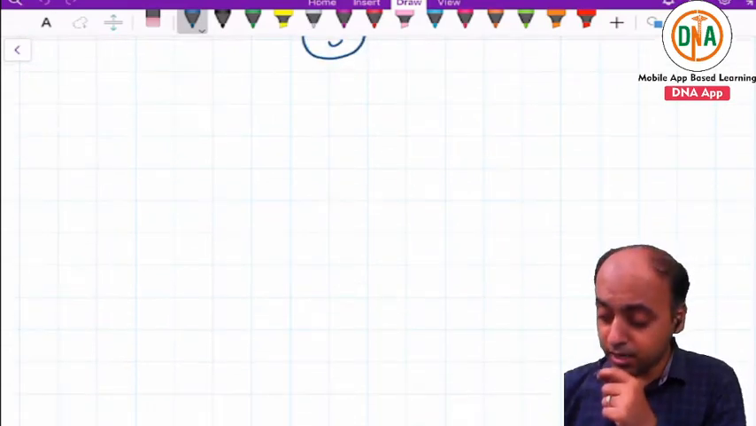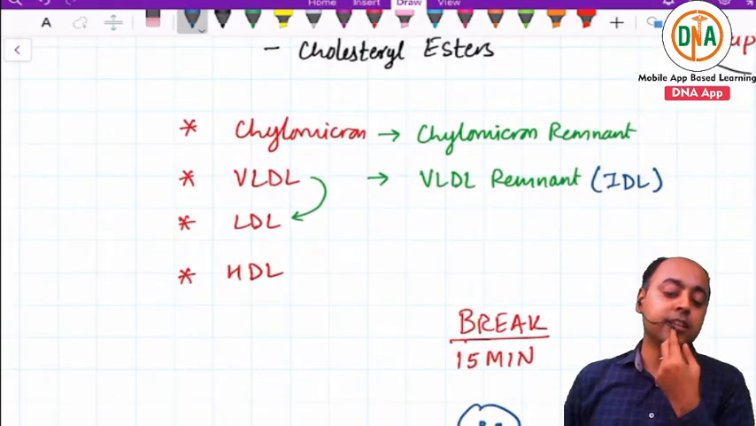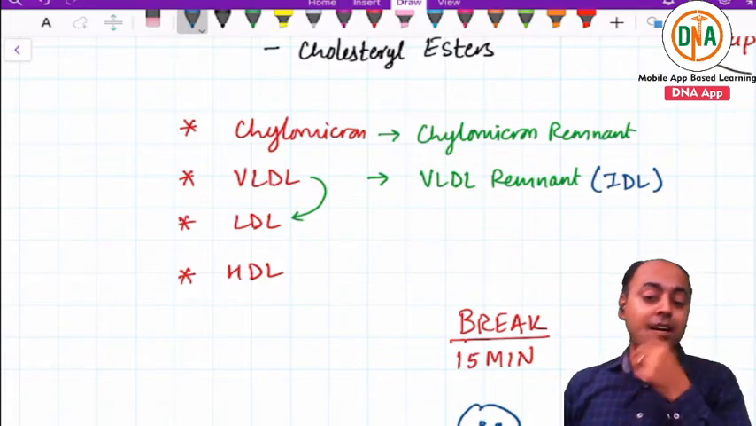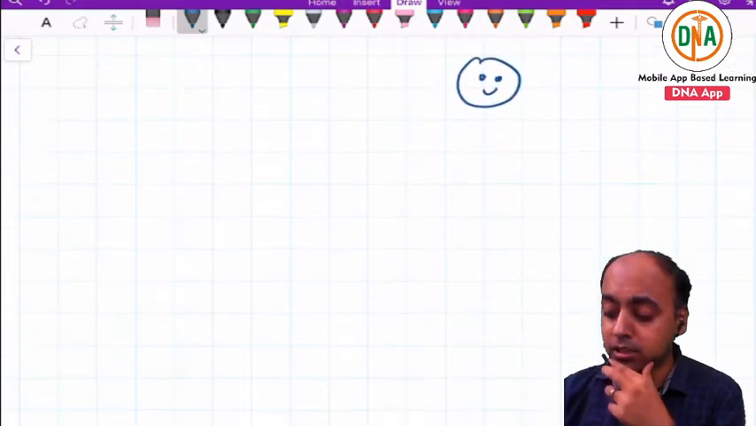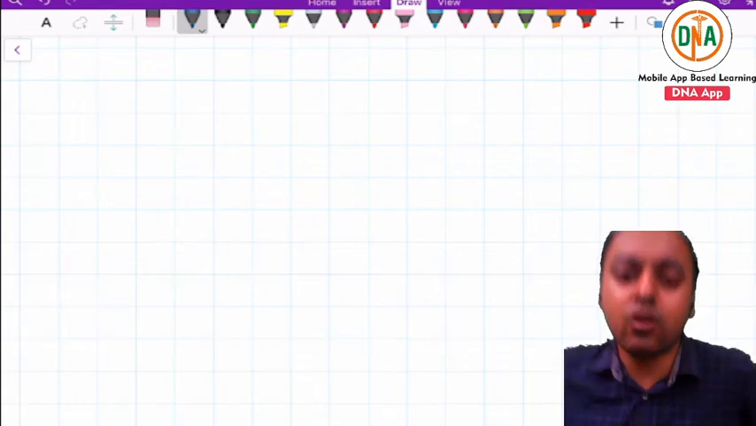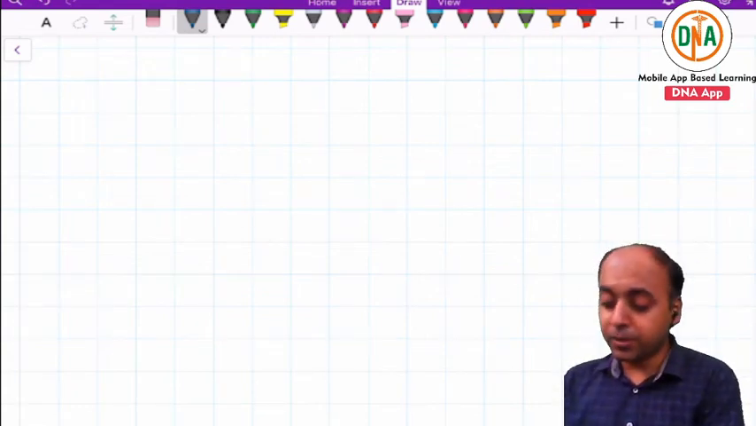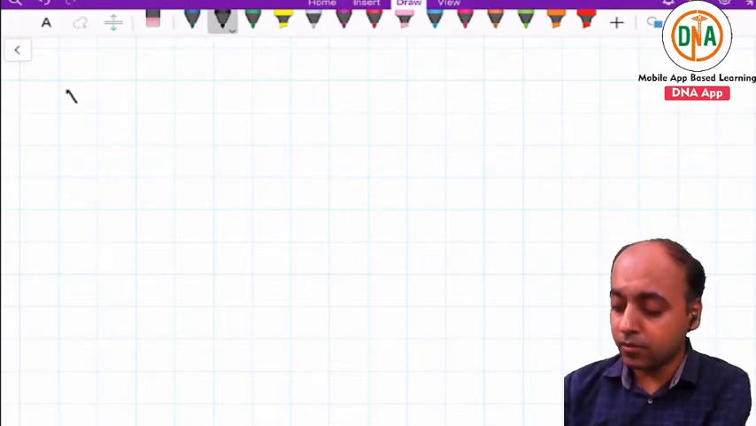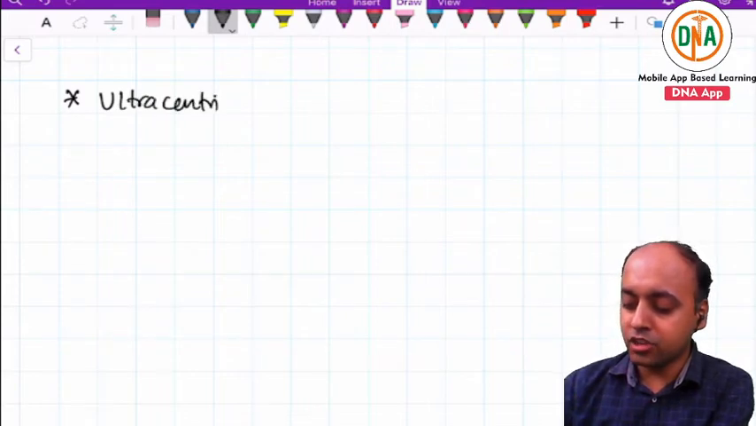Now, if you look at the nomenclature of the lipoprotein, these names, chylomicron, VLDL, LDL, HDL, obviously these names are based on density of the lipoprotein, and this is how in the past the lipoproteins were separated, and it was the criteria for labeling the lipoprotein. So, how did we separate the lipoproteins in the past? By the technique called ultracentrifugation.